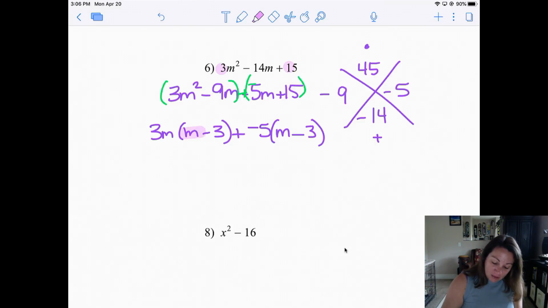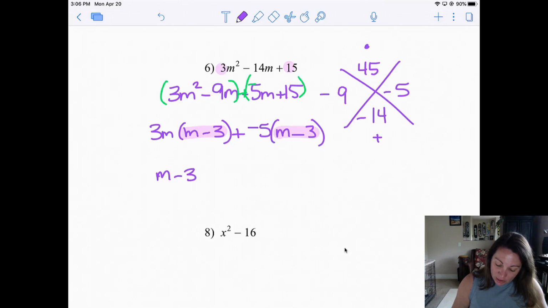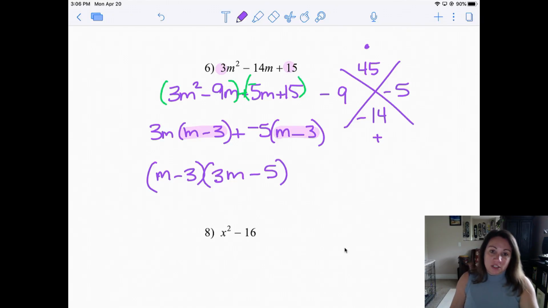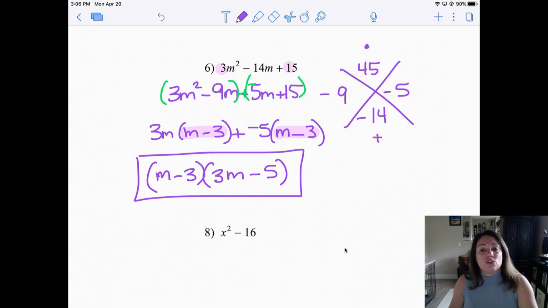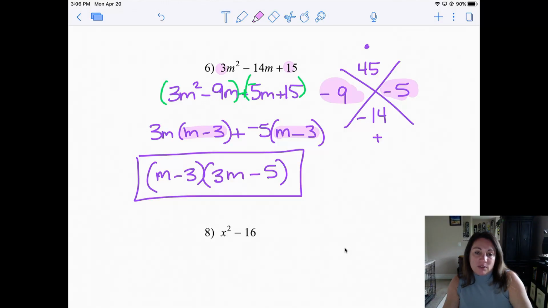Now, since my binomials here match, that's the final step. I factor that as a common factor from both terms. M minus 3 times 3m minus 5. So these are the two factors that when multiplied together will give me that original trinomial. And again, when I think about my two numbers that I found here, my final answer didn't have those in them, right? So this is something that you need to really recognize and understand.